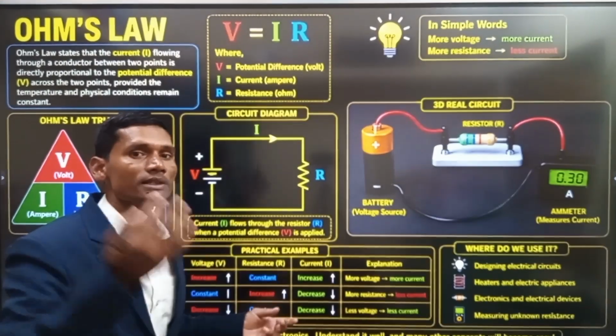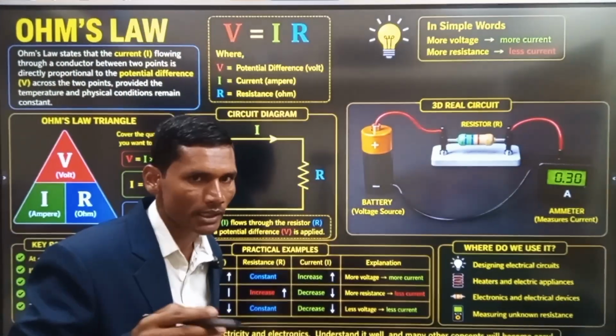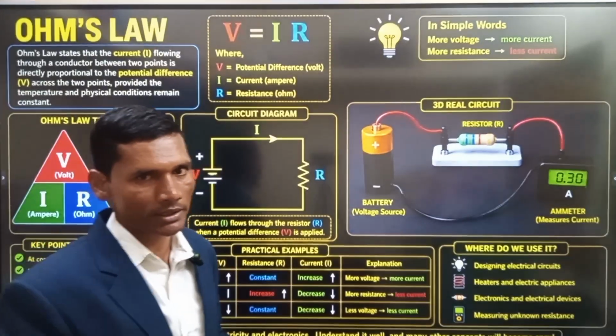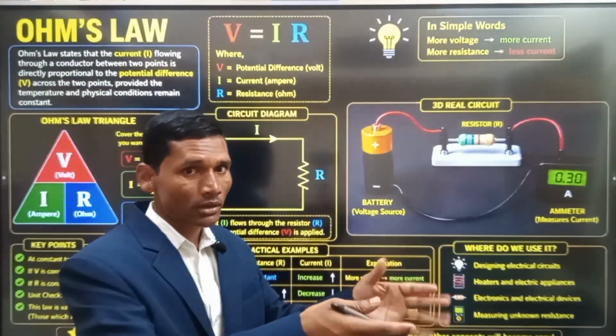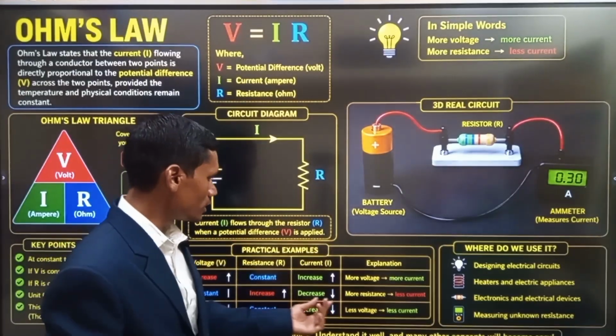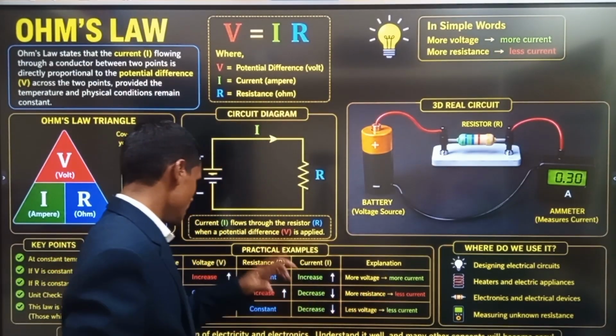And if you increase the resistance, what happens to the current? Current must decrease, because resistance means what? It is opposition to the flow of electrical charges, right? If you are increasing that opposition, current must decrease, right? Flow of electrical charges will be opposed. So current decreases.